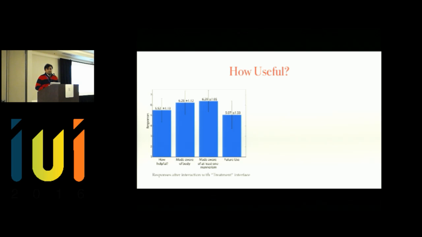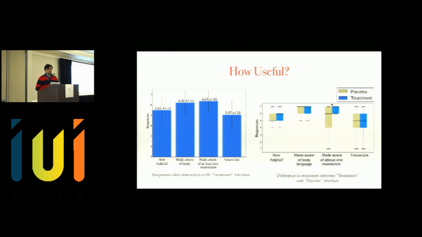Now let's see the results. How useful was the interface? These are the annotated ratings from the participants about the interface. So you can see all of them were more than 5, as it was rated from 1 to 7, with higher being better. The users say the interface made them aware of their body language, and it made them aware of at least one mannerism. These 2 are more than 6, which represents that it's very good for making them aware.